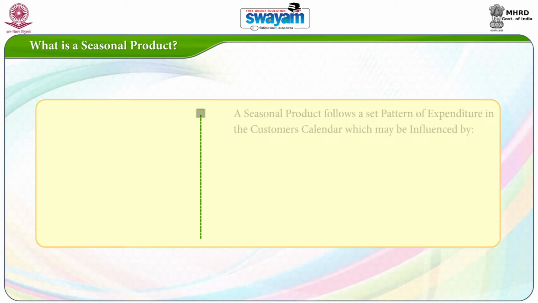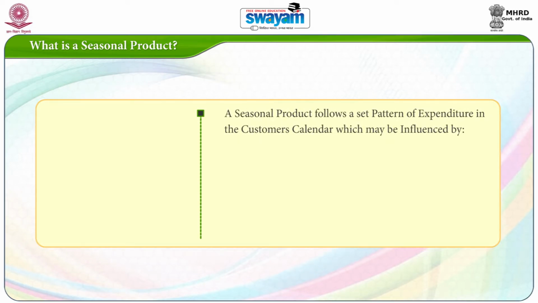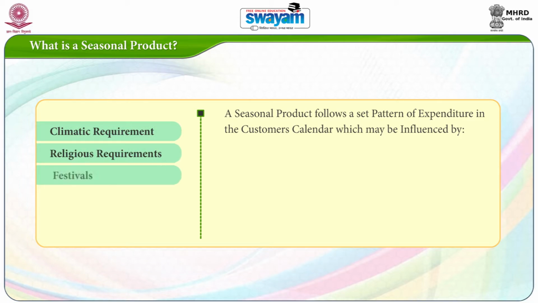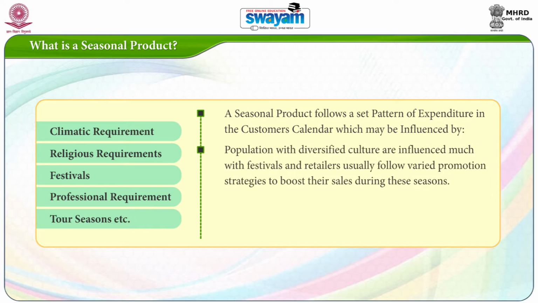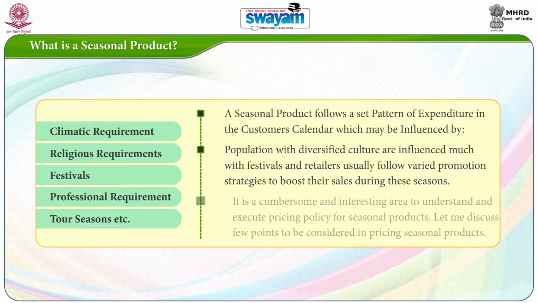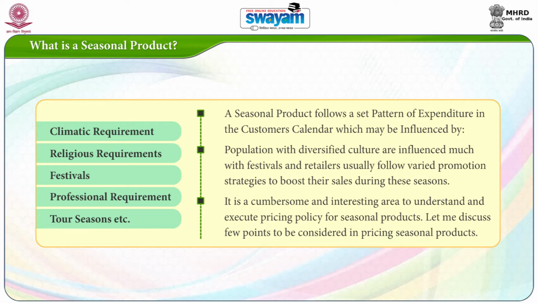What is a seasonal product? A seasonal product follows a set pattern of expenditure in the customer's calendar, which may be influenced by climatic requirements, religious requirements such as festivals, professional requirements, tour seasons, etc. Populations with diversified cultures are influenced much by festivals, and retailers usually follow varied promotion strategies to boost their sales during these seasons. It is a cumbersome and interesting area to understand and execute pricing policy for seasonal products. Let me discuss a few points to be considered in pricing seasonal products.